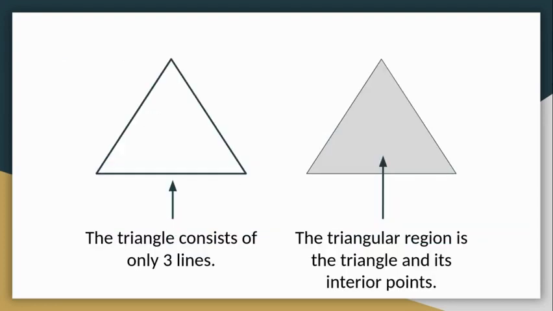Let's start by clarifying a new term. Our objectives state that we want to find the area of the region bounded by a polygon. In this case, let's look at two triangles. When talking about a triangle, the triangle consists of only the three lines used to outline the figure. When referring to the triangular region, we are describing the triangle and its interior.